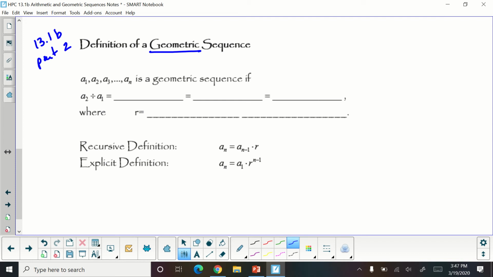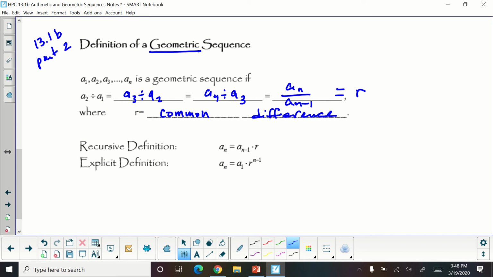So if I take the second term, divide the first. If I take the third term and divide by the second, if I take the fourth term and divide by the third, or if I take any term, a sub n, and divide it by its previous term, a sub n minus 1, and always get the same number, let's call that number r, then that number r is called our common difference, and our sequence is geometric.